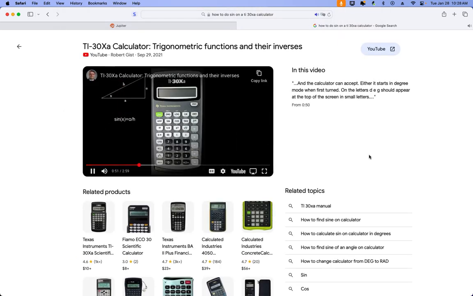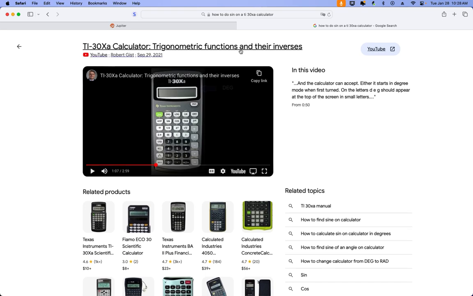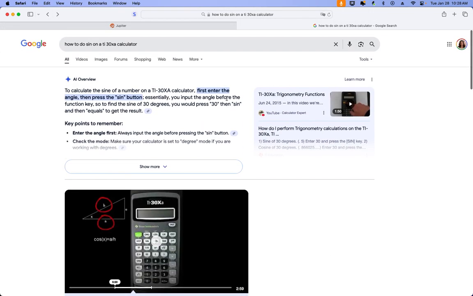The sine function, abbreviated SIN, is a unary function. You enter the value of the angle, x, and press the sine button to get the result. Angles can be measured in degrees or radians. So the calculator can accept either. Easy peasy, right? First turned on. The letters D. And let's see, let's go back. It actually tells you first enter the angle, then press the sine button. Essentially, you input the angle before the function key, so you find the sine. So this is on this particular calculator, right? And then this guy even shows you pressing the buttons. Let's watch this guy.